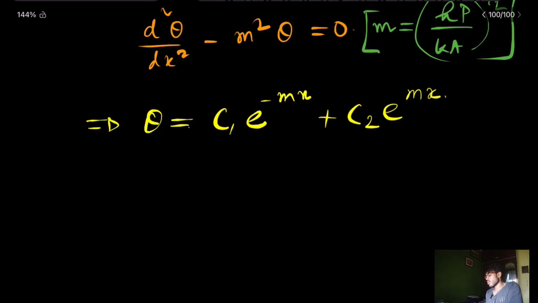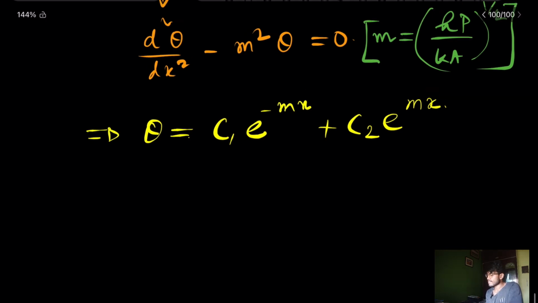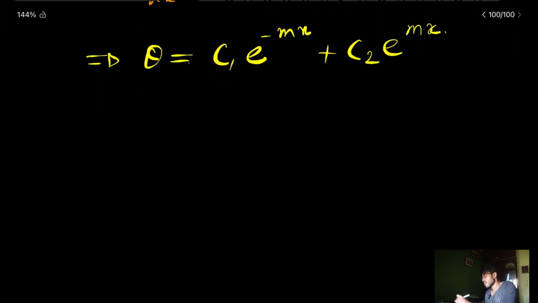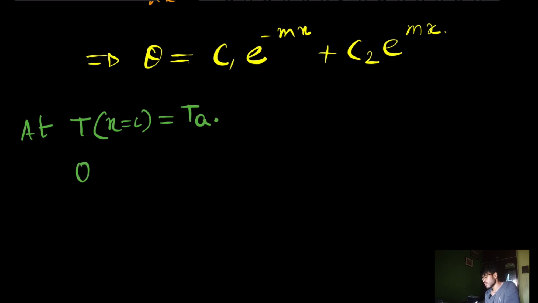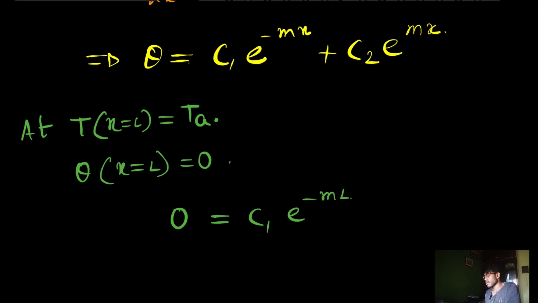So this is a solution, and now we have to put the boundary condition. So let us put the boundary condition at x equal to L: T of x equal to L is equal to T of ambient. That means theta at x equal to L is equal to 0, right? So that means 0 is equal to C1 e to the power minus mL.